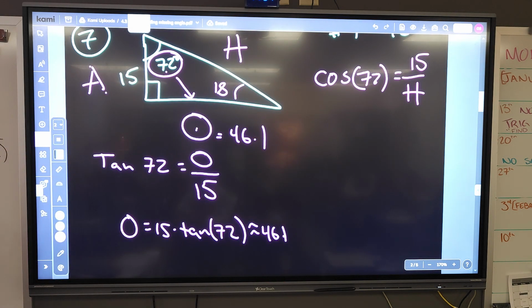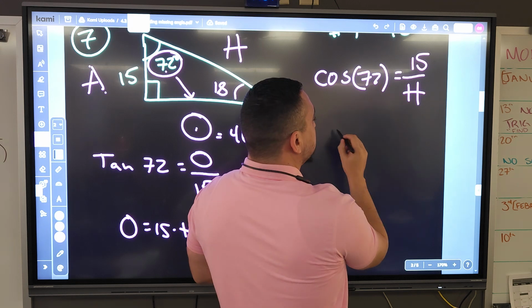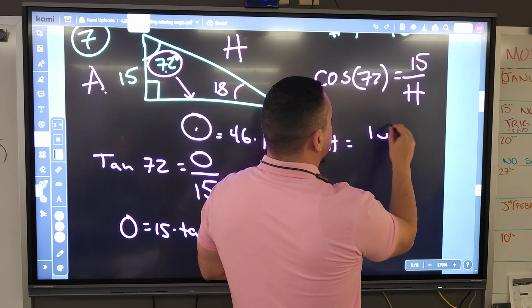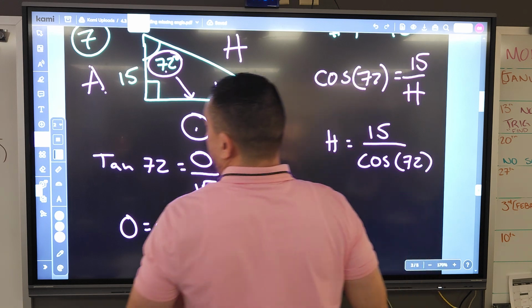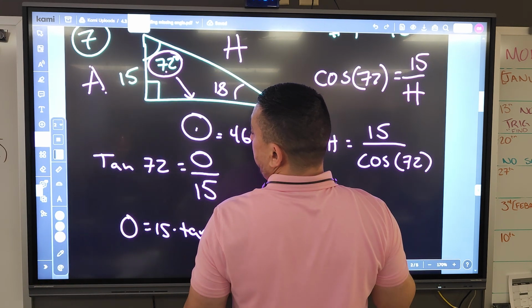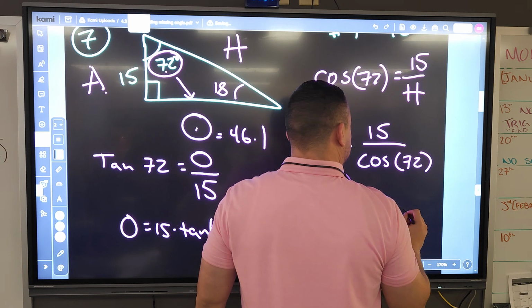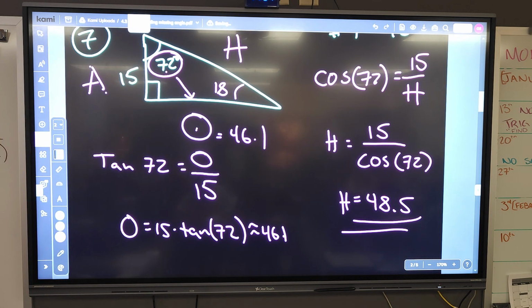It's the same exact thing you were doing yesterday, but you're doing it twice, because you're missing two sides instead of just one side. So remember, these end up switching once you do the algebra part. So H equals, and what did they get? Last period they got 48.5. Are you with me, guys? Does that make sense? Okay.